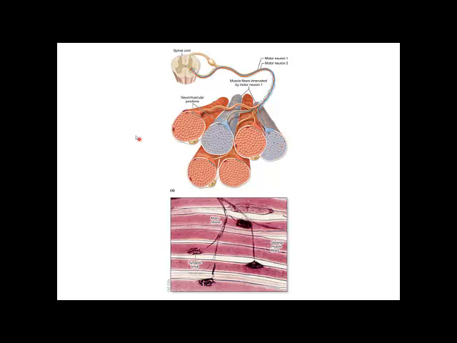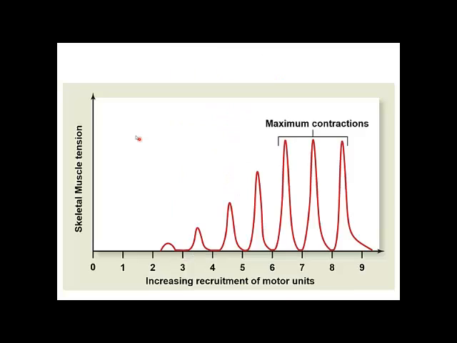Why do we have multiple motor units in skeletal muscle? This is how we control the strength of contraction. Over here we have skeletal muscle tension. Down here we have the number of motor units activated. If we just need to have a small weak contraction, we can activate just 1 or 2 motor units. If we want a muscle to have a stronger contraction, we can add motor units until we max out our muscle. The term here is called recruitment, and this is how skeletal muscles control the strength of contraction.